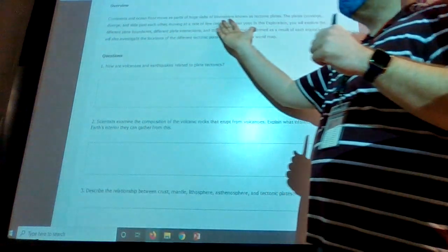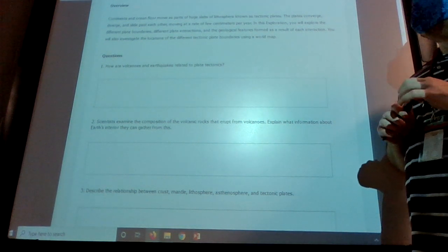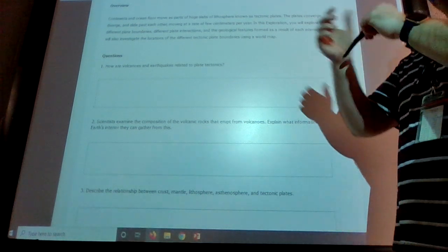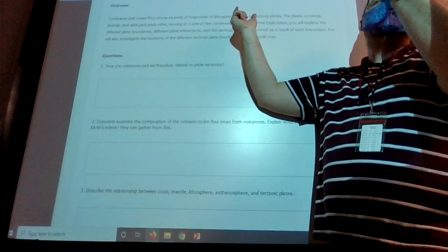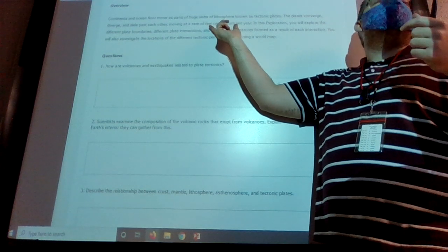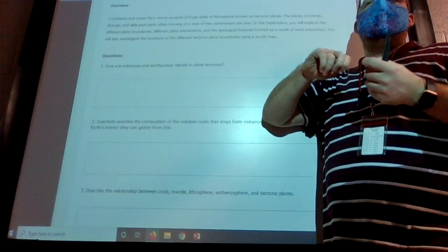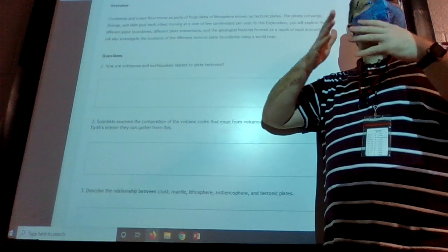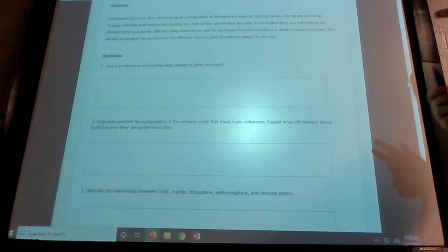Overview. Continents and ocean floor move as parts of huge slabs of lithosphere known as tectonic plates. The plates converge and diverge and slide past each other, moving at a rate of a few centimeters per year. So just real quick, everybody, these things move at a few centimeters a year, which is very small. The rate they compare this to is about the rate that your fingernails grow. So imagine if you didn't cut your fingernails for a whole year, how long they would be. That would be the distance that the plates move roughly in a year, depending on what plate you're talking about.